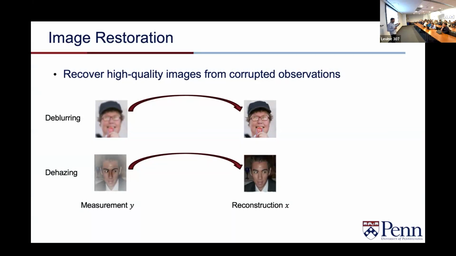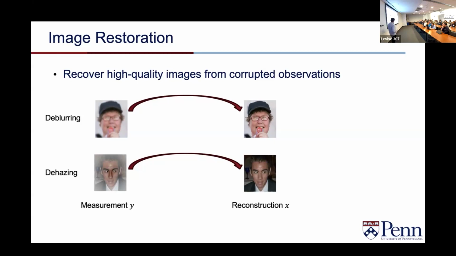Maybe if you have a robot that's going out and taking images in the wild, the images might be blurry. This is an example of where the image has some haze added to it, which is typically the case when you take images in foggy environments. And the goal of image restoration is to get rid of these corruptions or degradations.